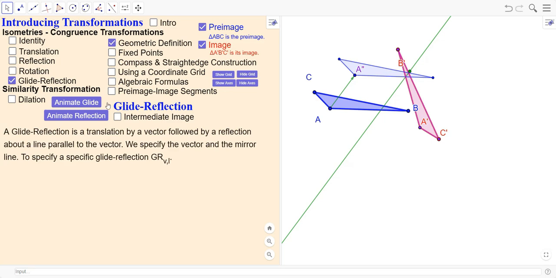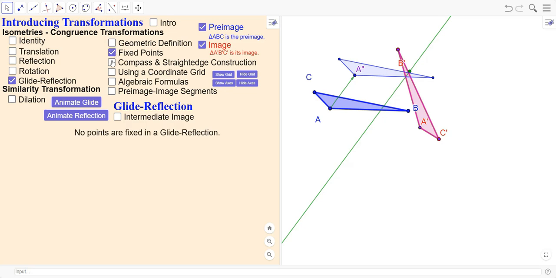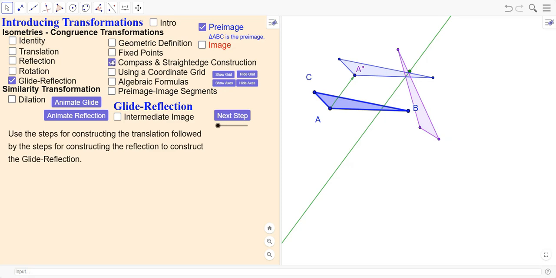Okay, so a glide reflection is a translation by a vector followed by reflection about a line parallel to that vector. We specify the vector and the mirror line to specify the glide reflection. There are no fixed points in a glide reflection. If you want to do a compass and straight edge construction, just do the compass and straight edge for the translation first, then do it for the reflection.